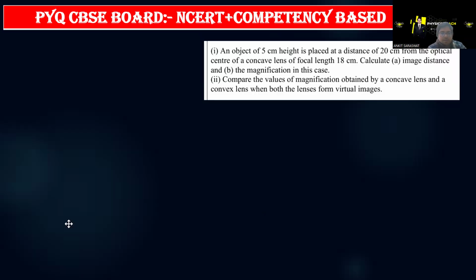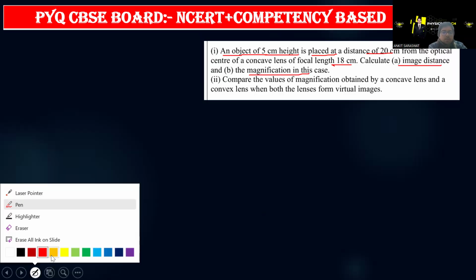Hi everyone. Look at this question. First of all, read the question carefully. An object of size 5 centimeter is placed at a distance of 20 centimeter from the optical center of a concave lens of focal length 18. Image distance and magnification they are asking in this case. So it's a simple question.